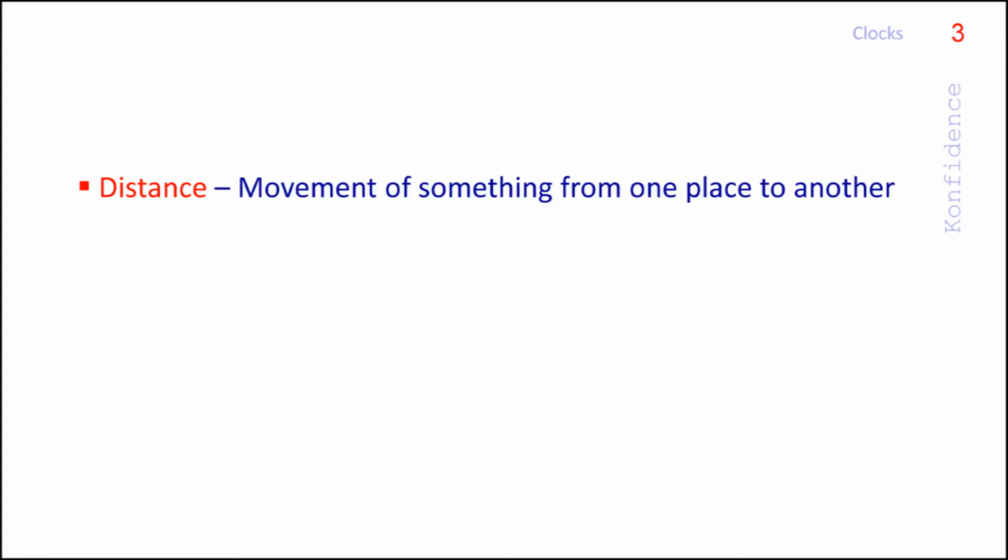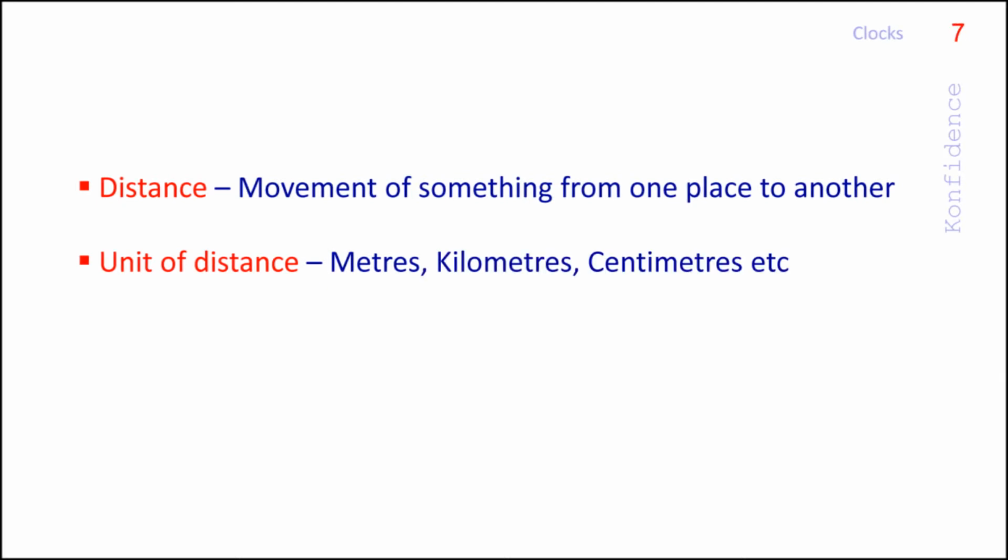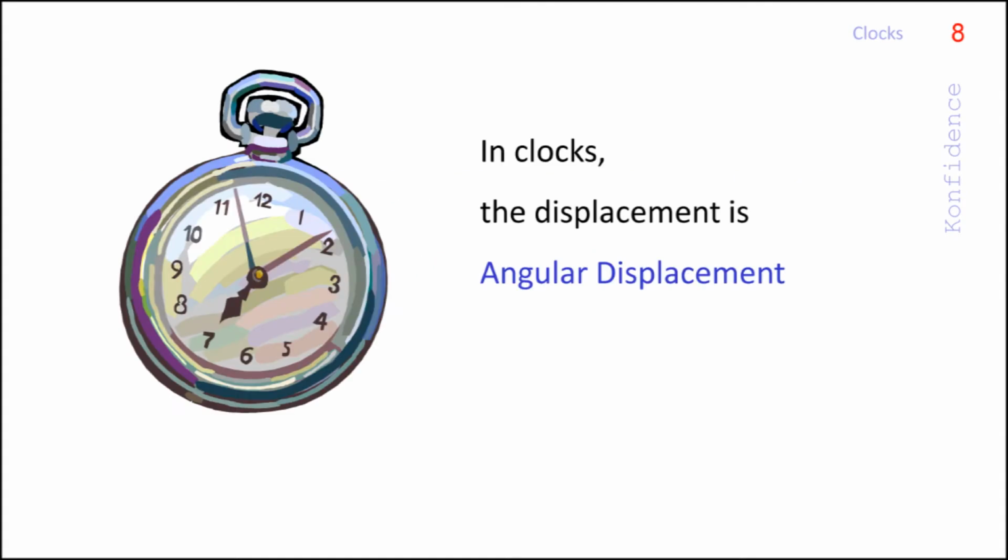Any place where there is a talk of distance, there is a movement of something from one place to another. Here, the hands of clocks move. So, there has to be some measure of distance embedded in those. The unit of distance, as we know, is meters, kilometers, centimeters, etc. But this is for straight line movements. What if it is rotation? It is still movement and therefore some distance is covered.